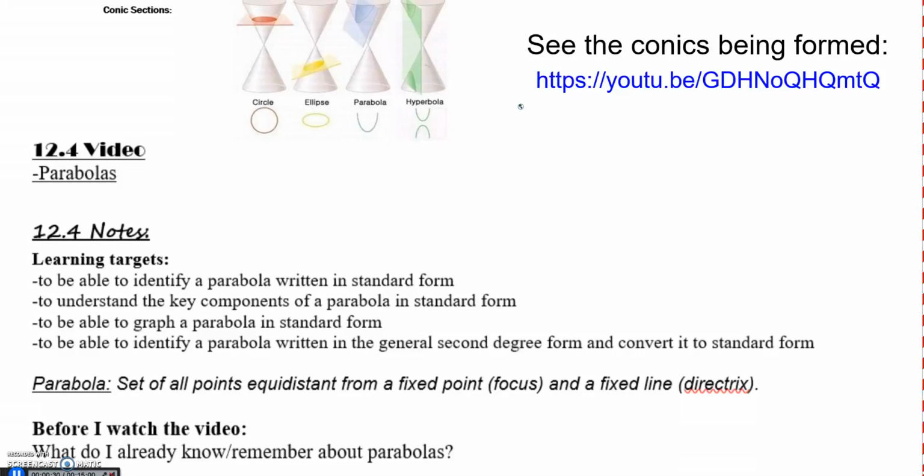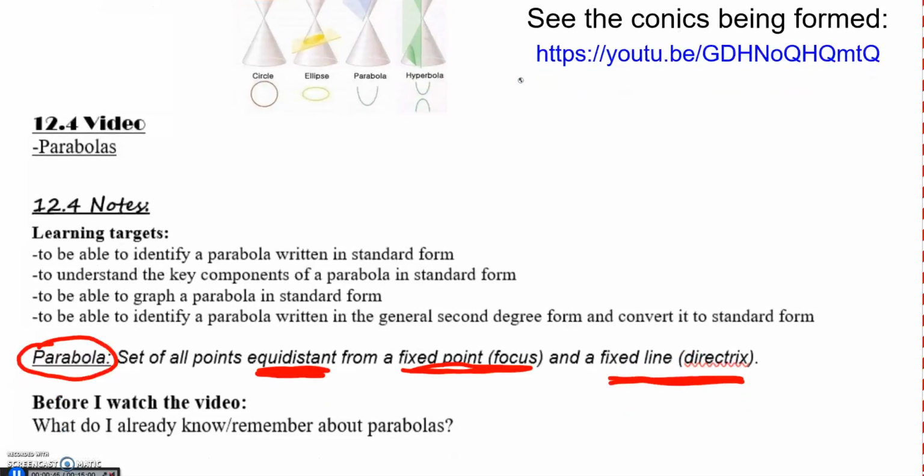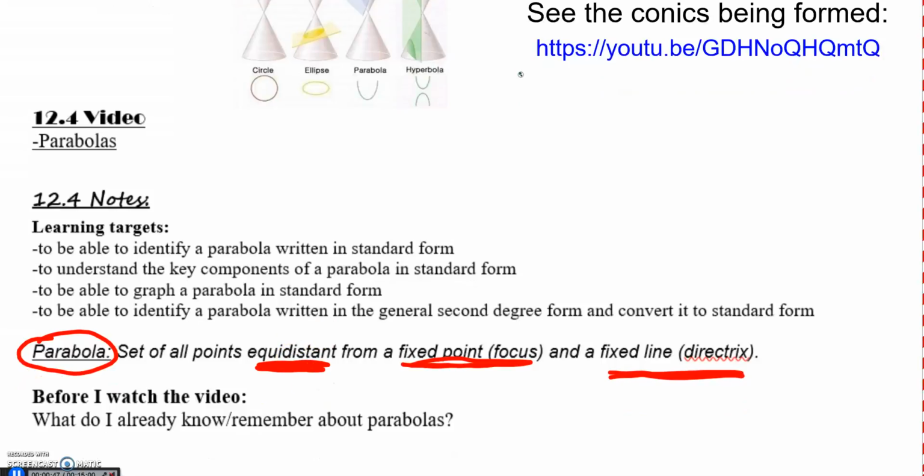And the analytic geometry definition of a parabola is the set of all points equidistant from a fixed point, the focus, there's the focus again, and a fixed line, the directrix. So what that means, equidistant means the same distance from, is let me just draw a standard parabola.